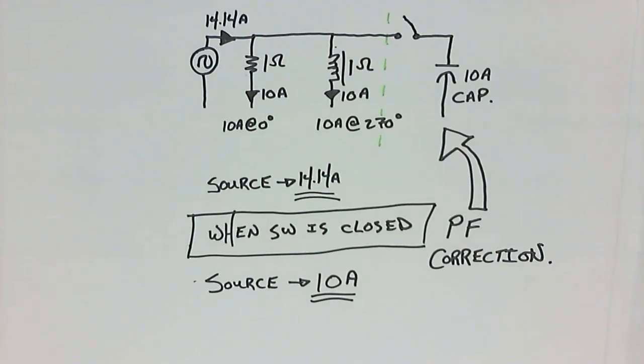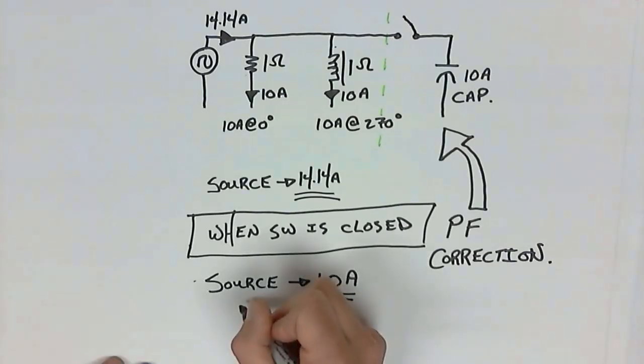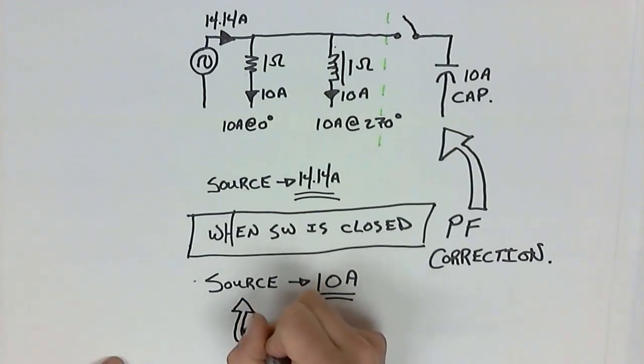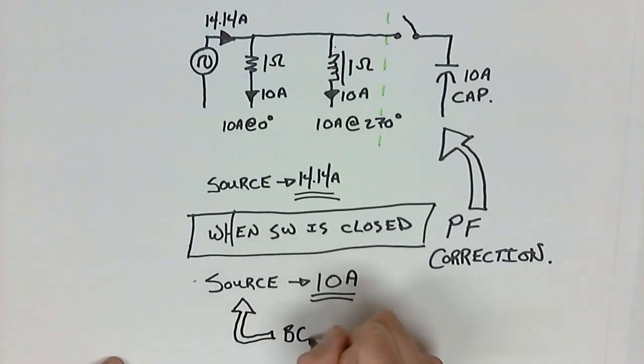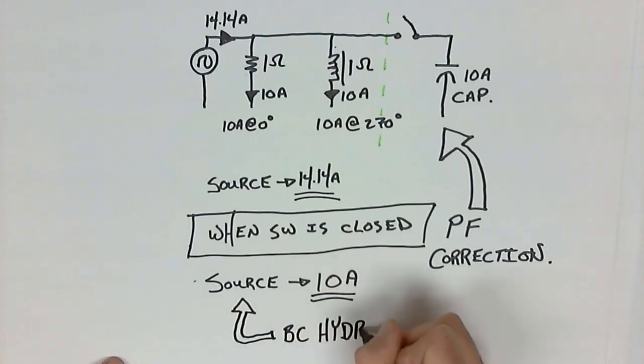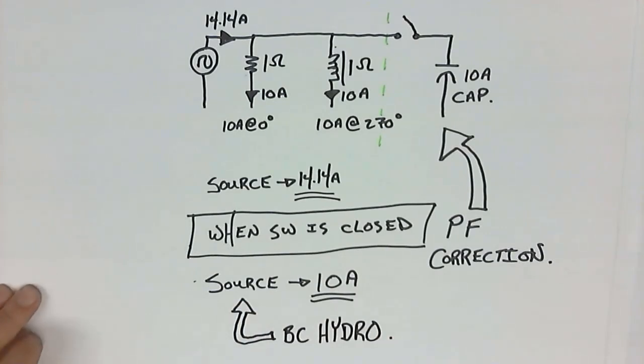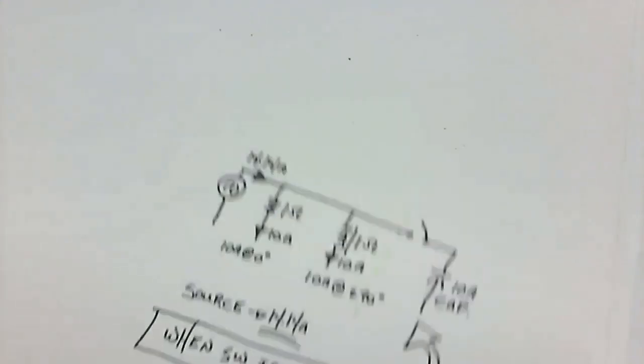So what's the purpose of power factor correction? To lower the amount of current that the source has to provide. And the source, what is the source? We say the source in quotation marks, but the source is actually BC Hydro. So there are interesting considerations and implications in the AC world when we use capacitors to help reduce the overall current of the circuit. And that brings us to the end of our discussion on parallel unity power factor circuits.